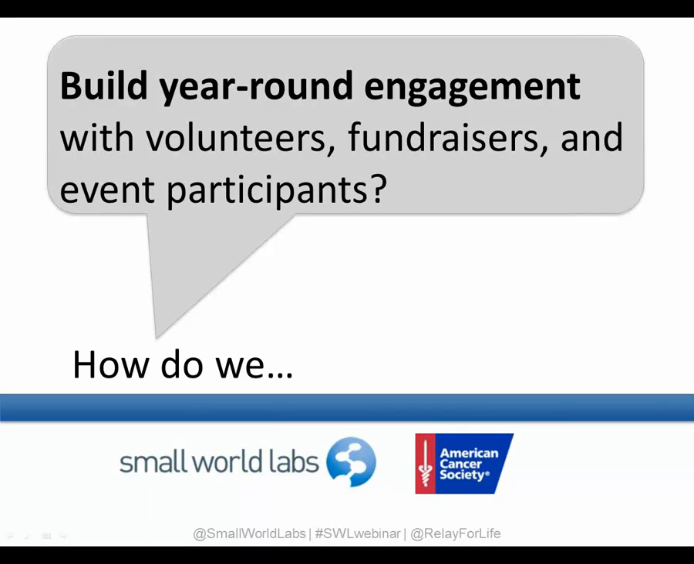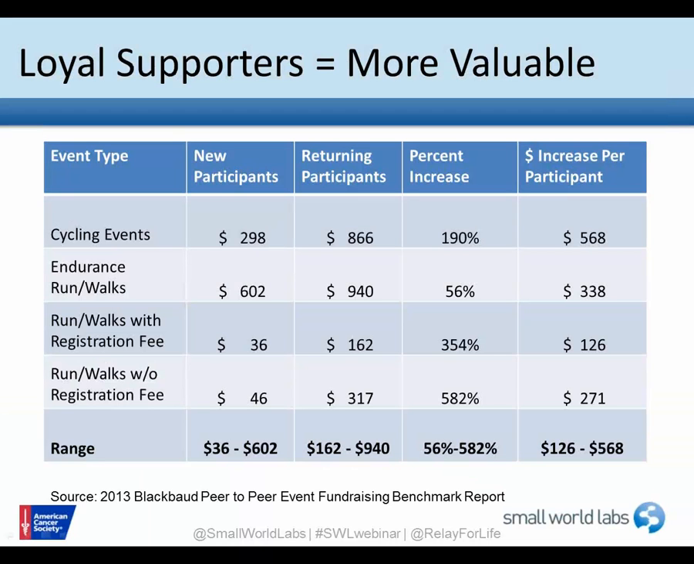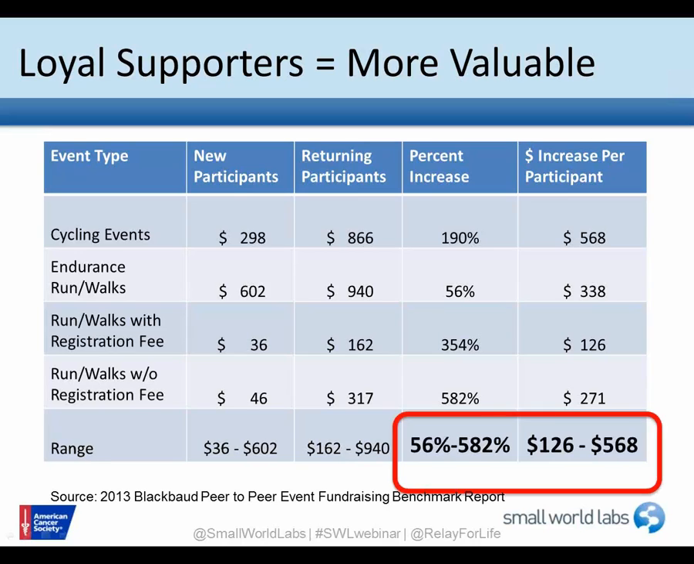So the first one was, how do we build year-round engagement with volunteers, fundraisers, and event participants? Obviously, we've all seen the data out there. This on the screen is from the 2013 Blackbaud peer-to-peer benchmark report. But we all recognize the value of a returning participant or a returning donor. People that make that extra step to go beyond just a one-time gift or a one-time involvement, their value obviously raises a lot. As you can see here, it's highlighted just how much that means. So how do you build that engagement? How do you build those loyal supporters from being just a one-time supporter to being a loyal supporter?